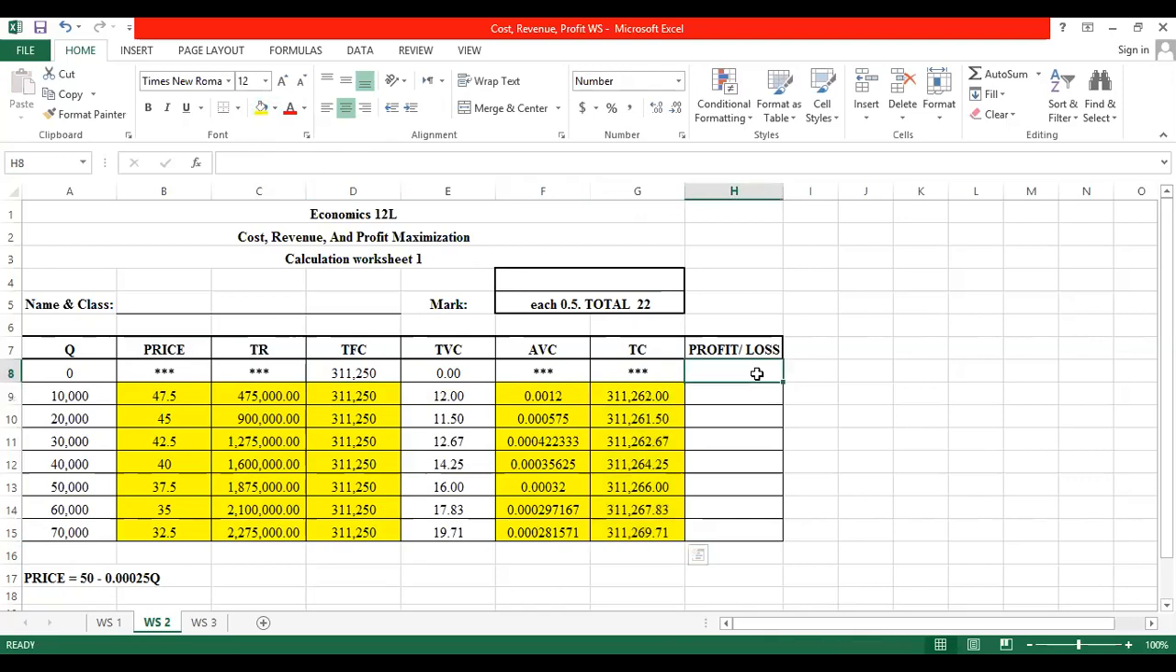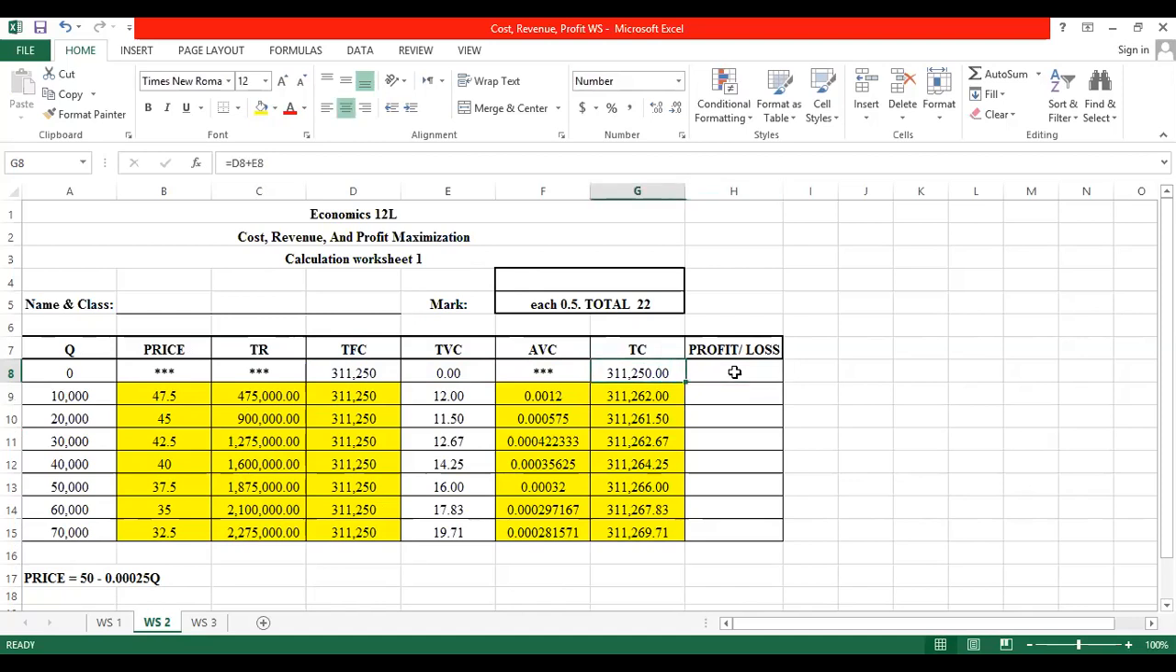And now the most important, I need to find out which one is profit, which one is loss. Who remembers the formula? It is your total revenue minus your total cost. Yes or no? The first one, here we have no revenue, but we have only total cost. Let us calculate it once again. Here, equal my total fixed cost plus my total variable cost. It is my first total cost.